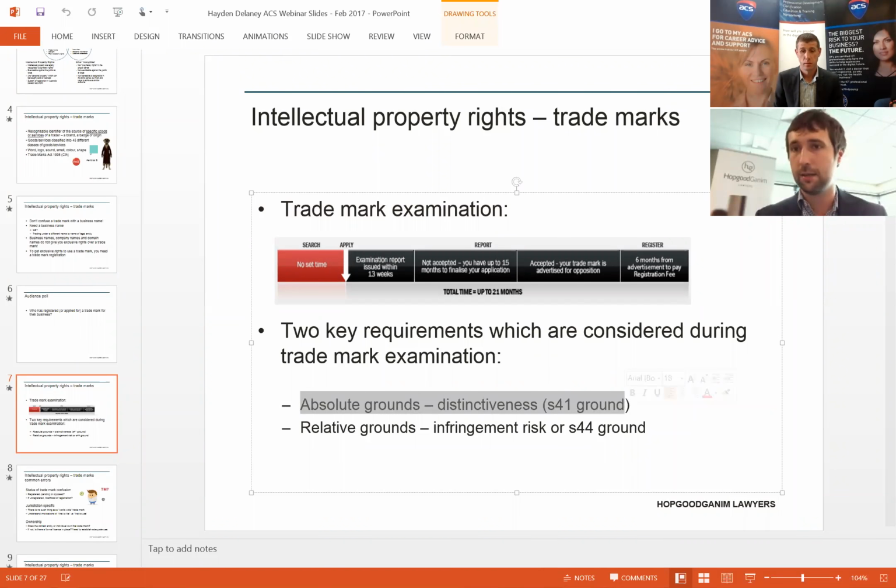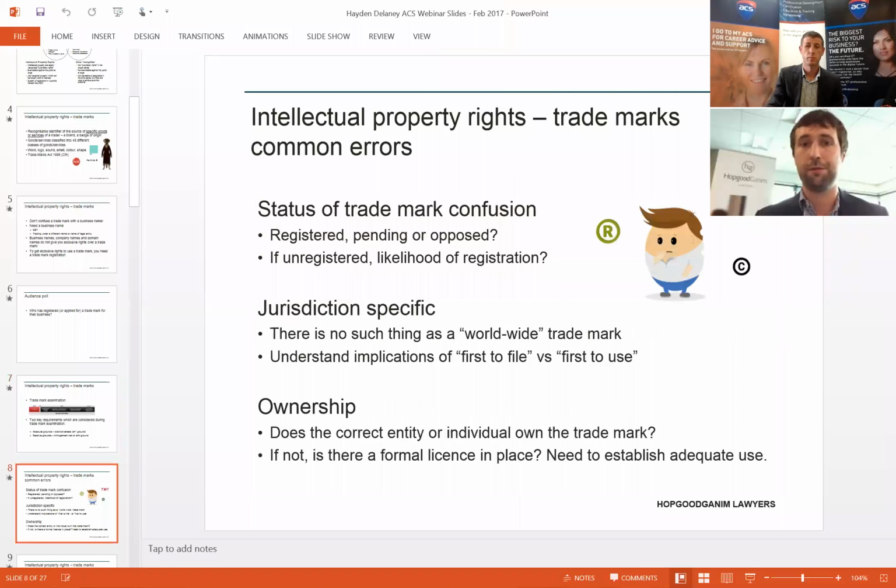It can't just be generic or describe the service. The second issue is called relative grounds, or a Section 44 ground, which basically means it can't be substantially identical or deceptively similar to a prior trademark application or a prior trademark registration, the same or similar as the goods or services. So for that ground, you really need to do some searching to see whether or not it's going to cause a problem for you and your business.